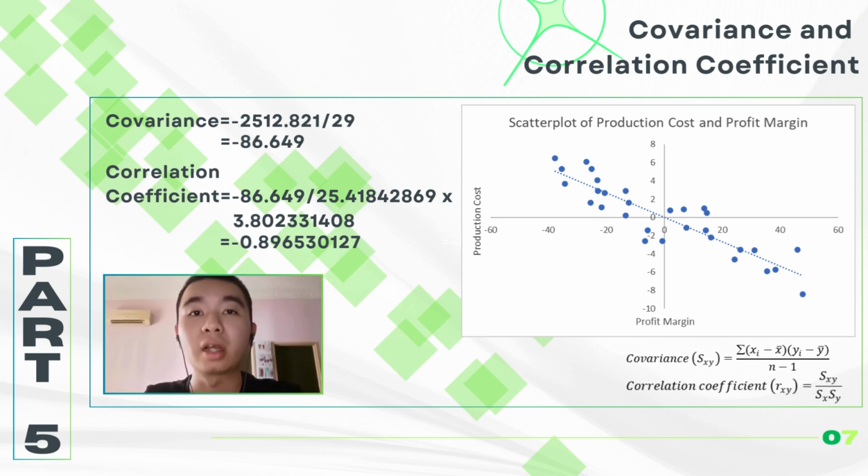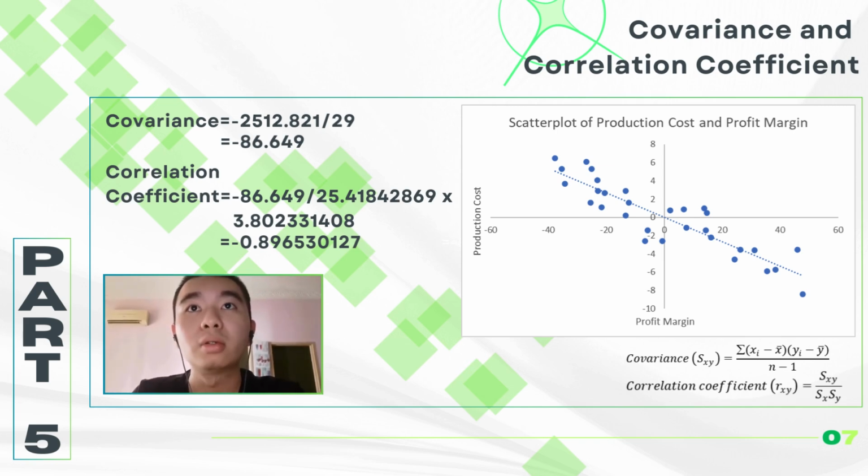So I will present the final part, part 5. First, we need to calculate the original data of x minus mean of x, and the original data of y minus mean of y. After that, we can plot the scatter plot in the diagram. In the diagram, we see the trend line is going downward, so it is a strong negative relationship between the production cost and the profit margin.